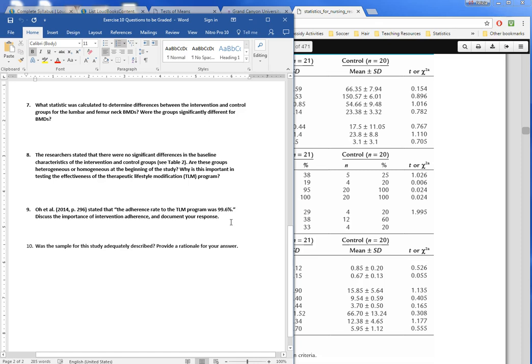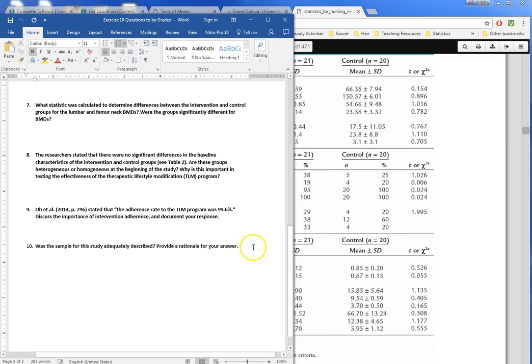So number 9, they state that the adherence rate to the TLM program was 99.6. Discuss the importance of adherence and document your response. So one of the major problems with studies is loss to follow-up, or patients don't comply. People start the study and then they kind of drop out of the study, and you maybe start with 40 people and end up with 35 because you've lost people as the study goes. So why do you think it's important to have people adhere to the study, and how would that affect your study results? So give some analysis and opinion here.